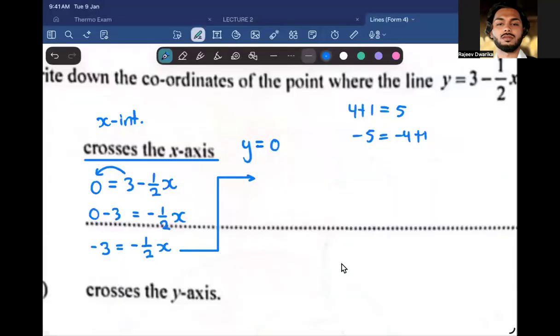Wait, give me a second. You're probably not seeing the screen. Okay, you should be seeing the screen now.